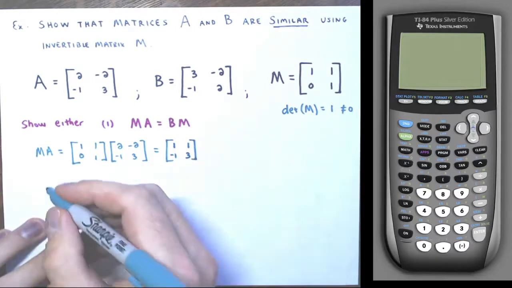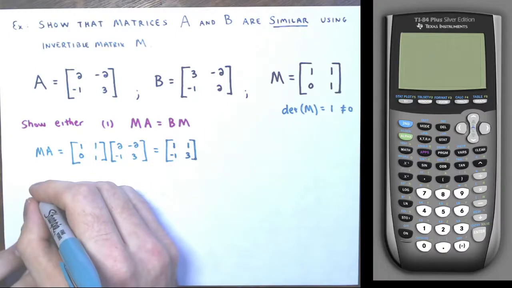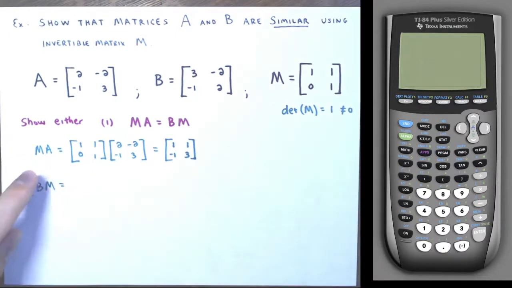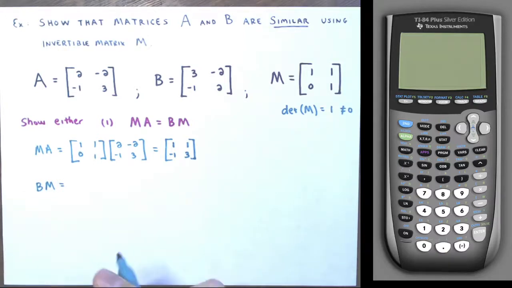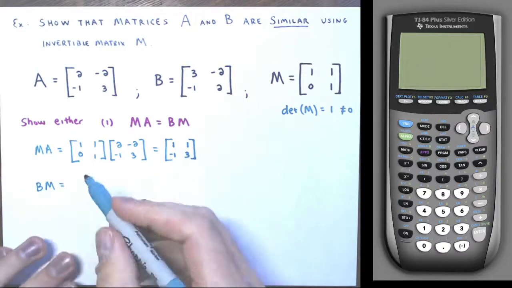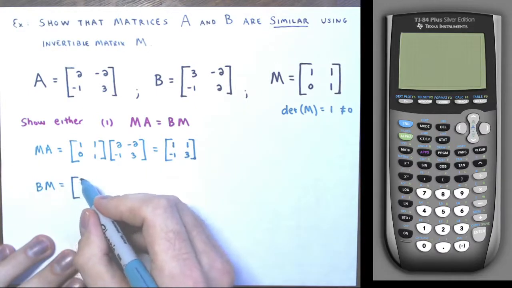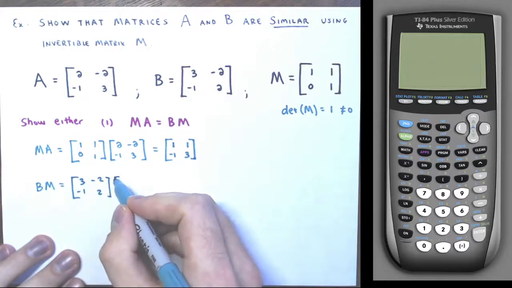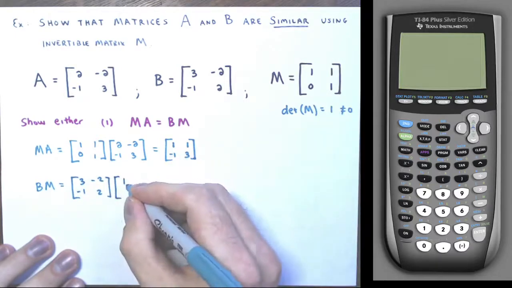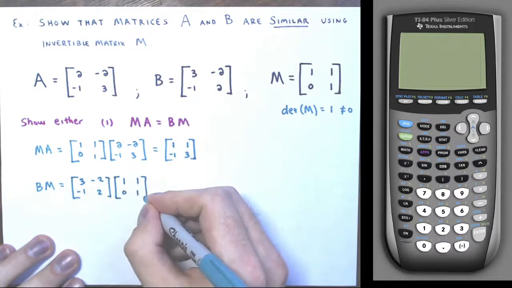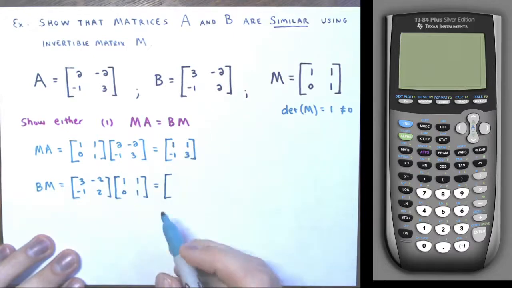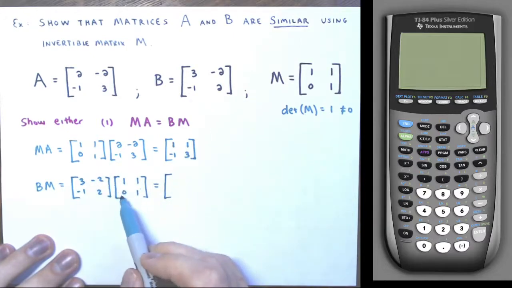All right, and then let's take a look at the other side, B times M. I multiply A by M on the left, and multiply B by M on the right, and see if we get the same product. And if we do, that means that A and B are similar. So B is 3, negative 1, negative 2, 2. Multiply by this invertible matrix M here. And now it's a 2 by 2 times a 2 by 2, and hopefully I get the same thing. First row, first column would be 3.